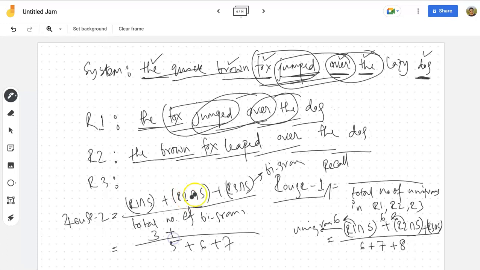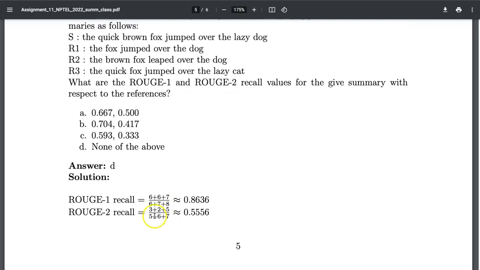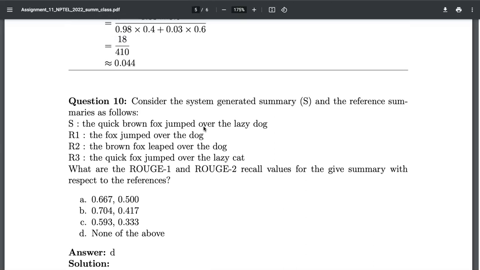Okay, so similarly you can calculate with R2 and the system, and you can calculate ROUGE-2. I hope it is very simple. They have already calculated all these things, so you can check it out. I hope you get the concept of how to calculate the whole thing.